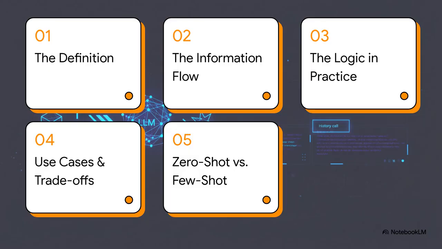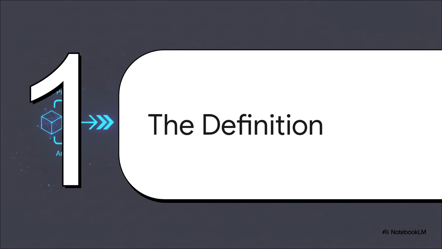First, we'll nail down the core definition. Then we'll visualize how the information actually flows. After that, we'll look at the logic in practice, what it looks like closer to the code. We'll explore where it shines and where it kind of falls short. And finally, to really put it all in context, we'll compare it to its slightly more complex cousin, few-shot prompting. Okay, let's dive right in.